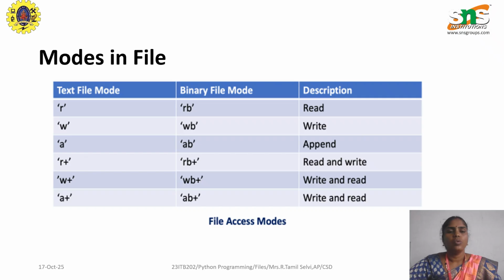Clear? So r means we are opening the file for reading purpose. If you mention the mode as w, then we are opening the file for writing purpose. If the mode is a, then we are opening the file for appending purpose, like that.